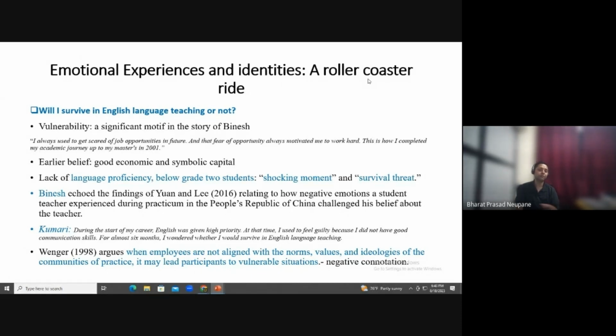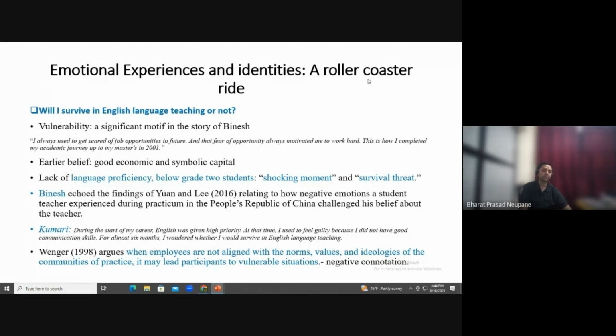So when I was talking about this emotional aspect that has been shared, during his learning phase, he always used to get scared of job opportunities. He had fear that if he was not able to get enough skills and attitude required to join English language teaching, he would not be able to become an English language teacher, right? So he always felt vulnerable during his learning phase and even the formative phase of his career.